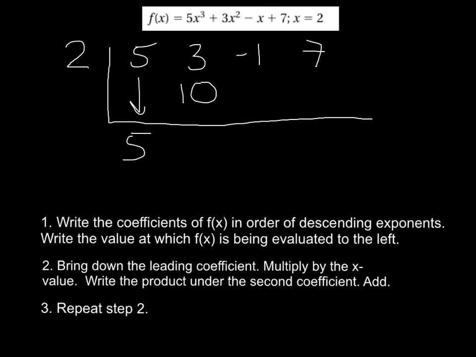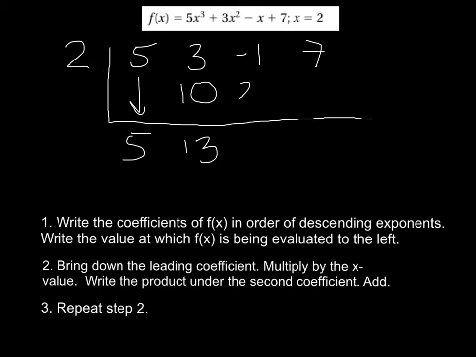We add 3 and 10 to get 13. We've completed step 2. Now we move on to step 3, which is to just repeat step 2. We take our new term that's underneath the bracket here, the 13, and we multiply the 13 times our x value of 2, and we get 26.